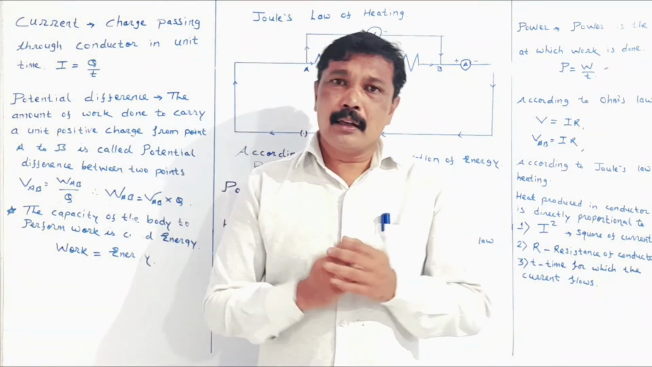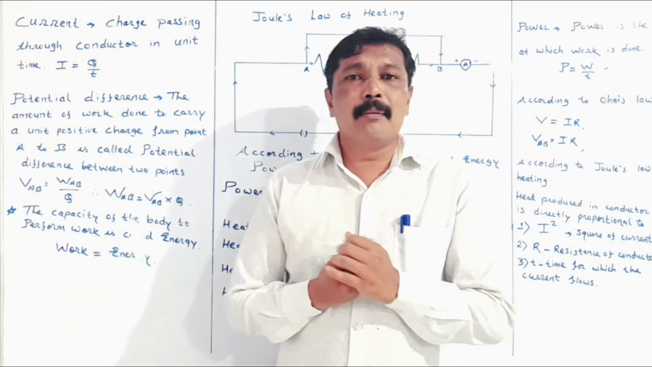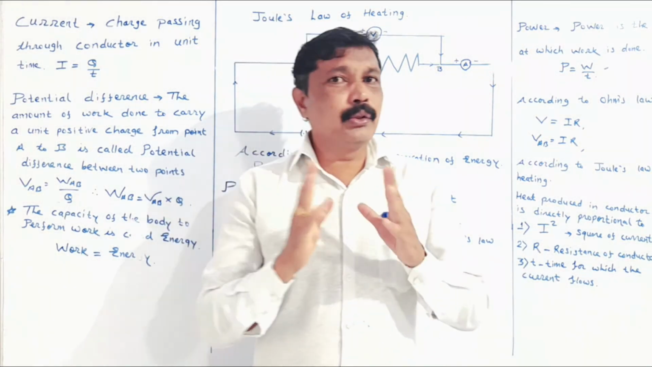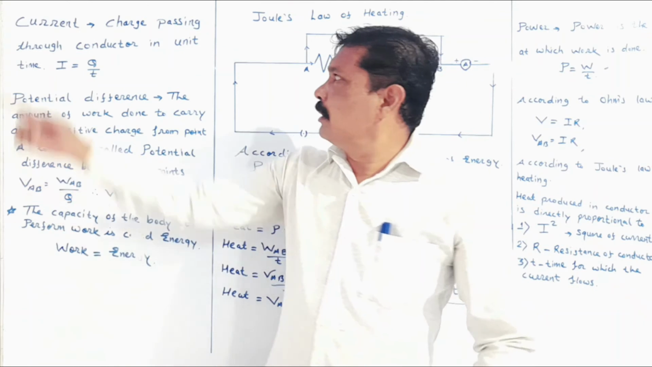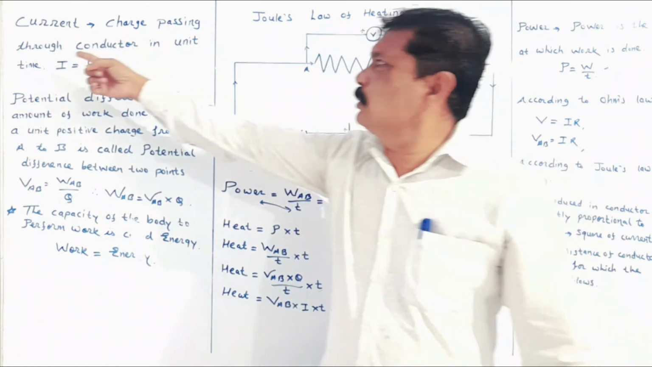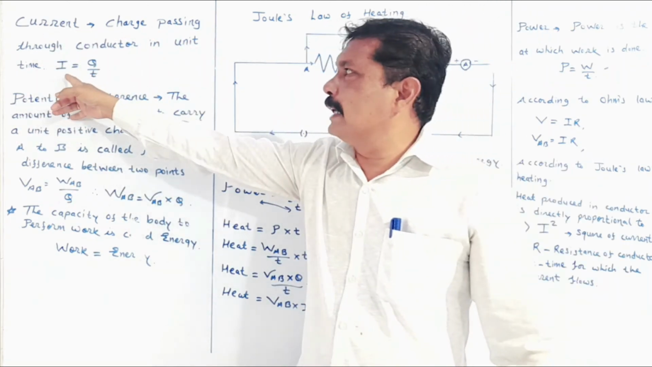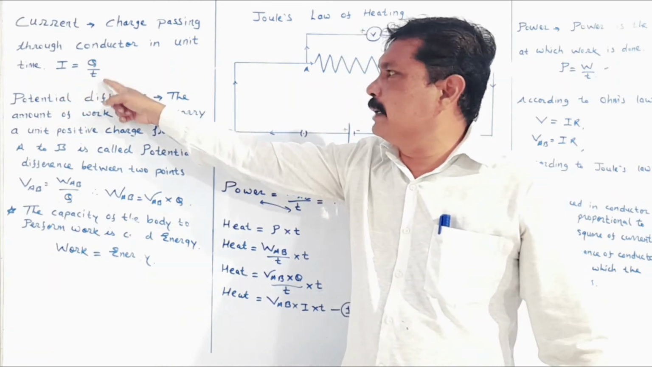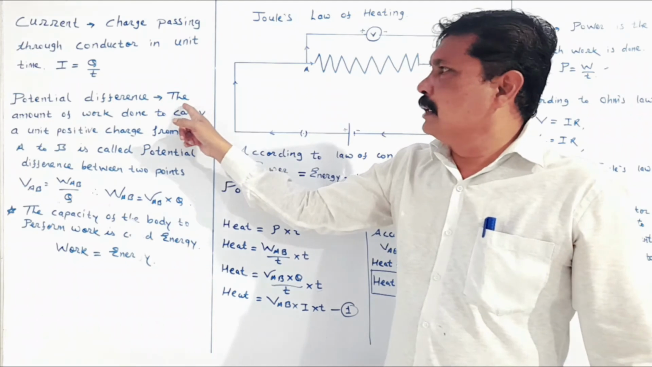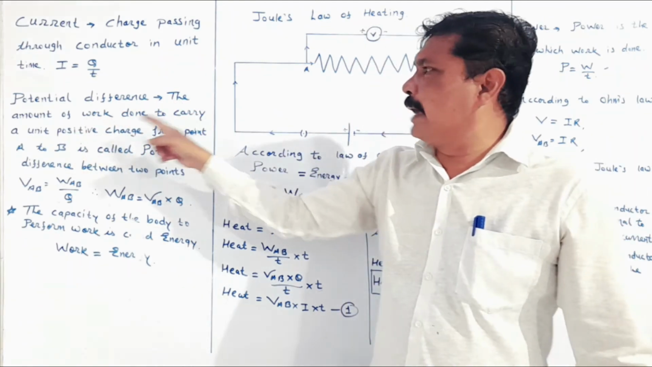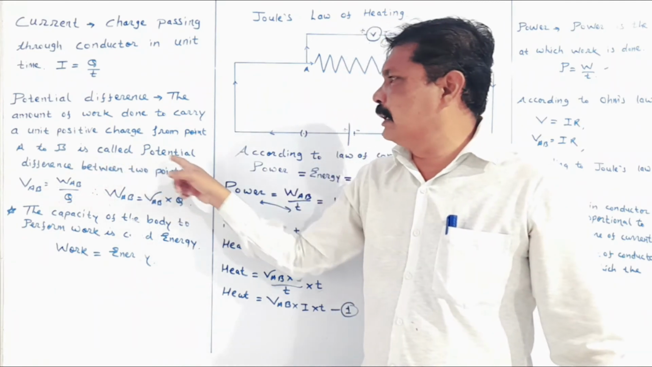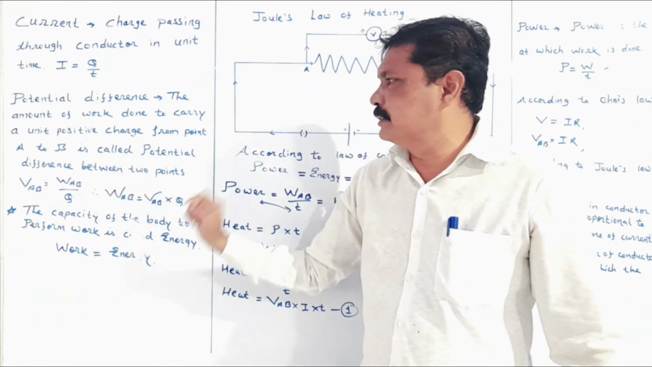My dear student, before deriving the mathematical expression of Joule's law of heating, we should know certain terminology. Current: charge passing through a conductor in unit time is called current, and the formula is I equals Q by T. Potential difference: the amount of work done to carry a unit positive charge from point A to point B is called the potential difference between the two points.